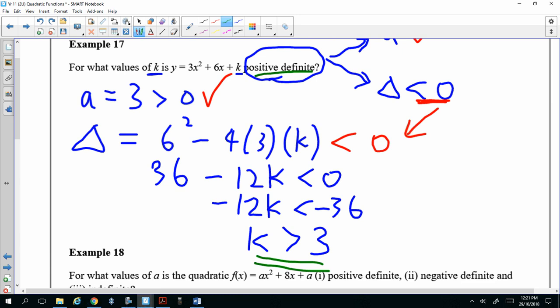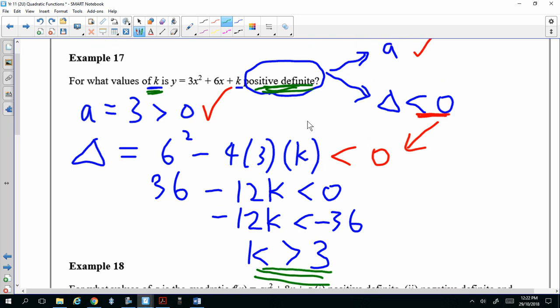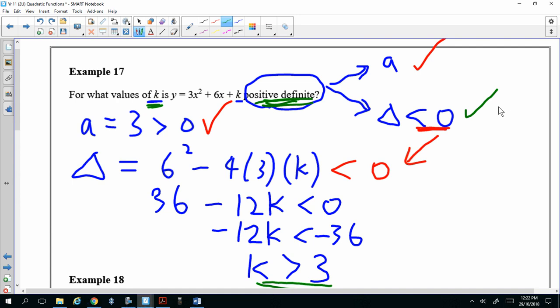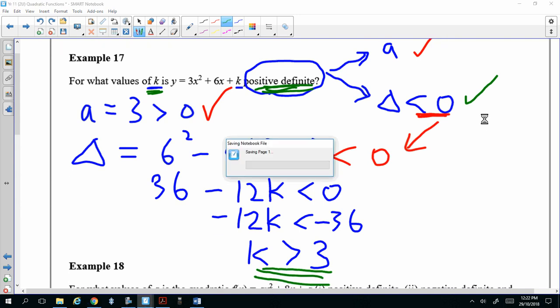Does that make sense? All good? So when k is more than 3, you'll be positive definite because you will fit both criteria. Right, we've got one more question to go, then we're done. All right, next one. Hopefully you're ready.